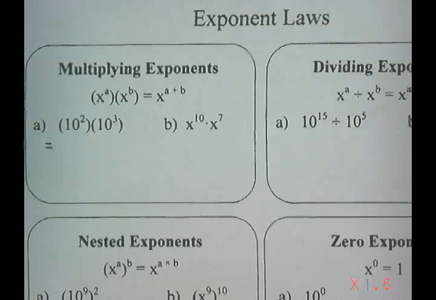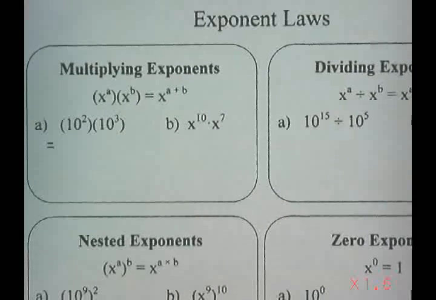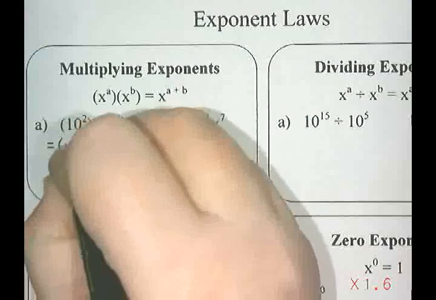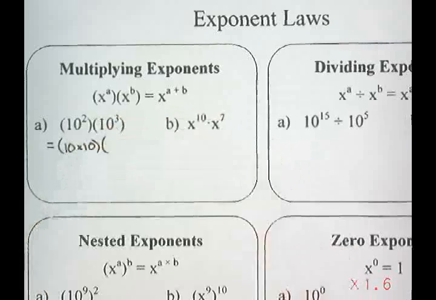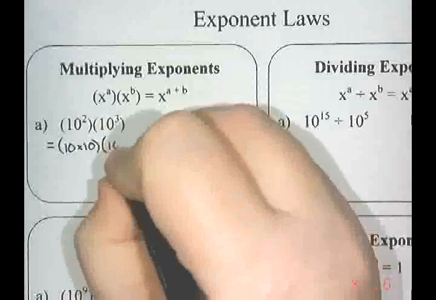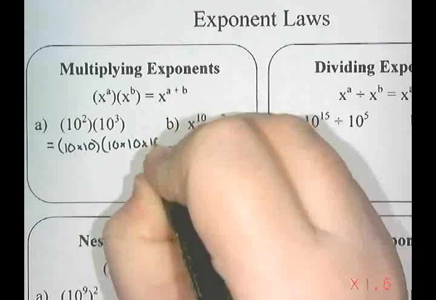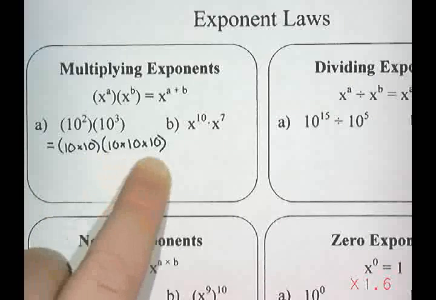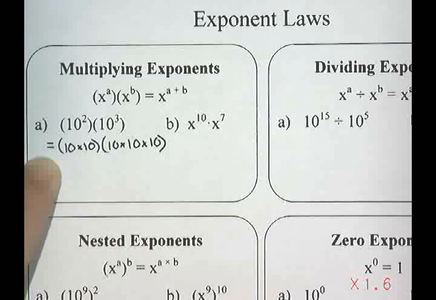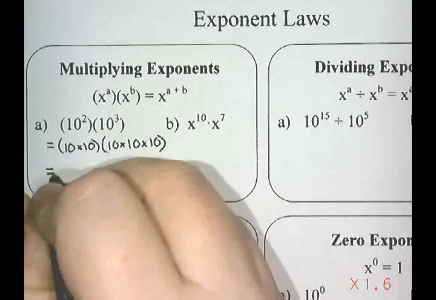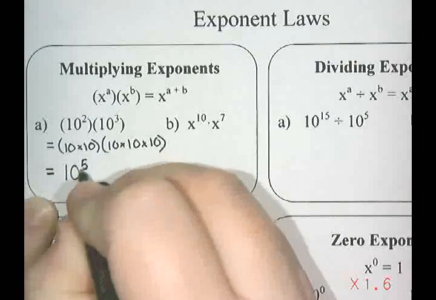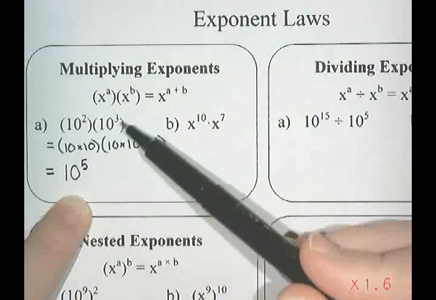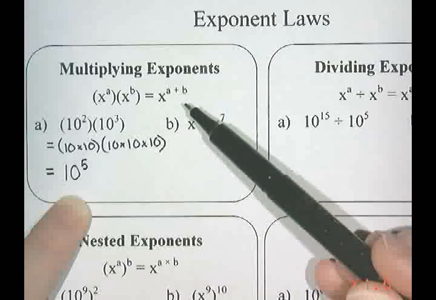Now in the previous part we talked about it being repeated multiplication when you have an exponent. So 10 to the power of 2 is just 10 times 10. So I'm going to put 10 times 10. And then 10 to the power of 3 is 10 times 10 times 10, 3 times. And you'll notice what I end up with is 10 times 10 times 10 times 10 times 10. I have 5 tens all being multiplied together. So I can write that that is just 10 to the power of 5 because there are 5 tens being multiplied together. And you'll notice 2 plus 3 equals 5. So the rule does actually work.